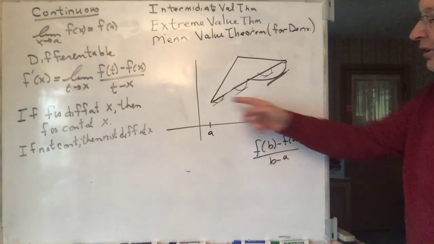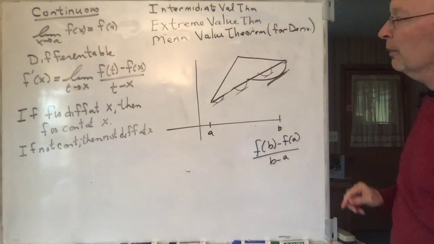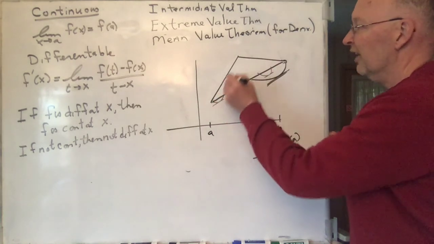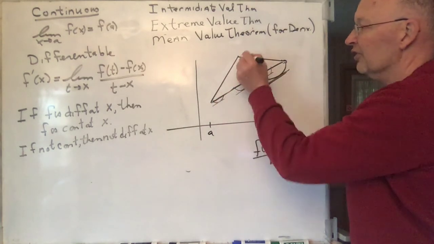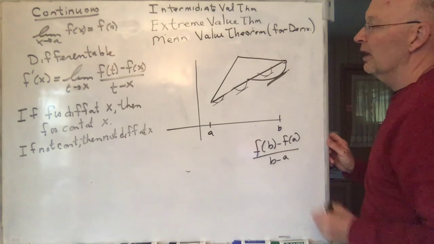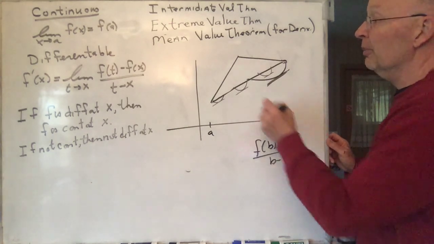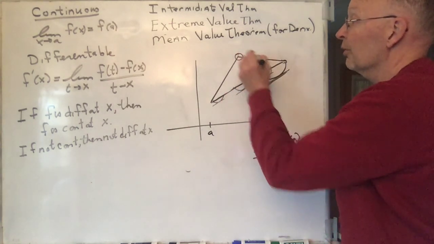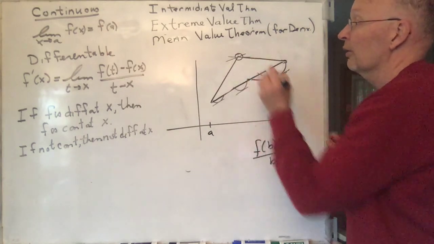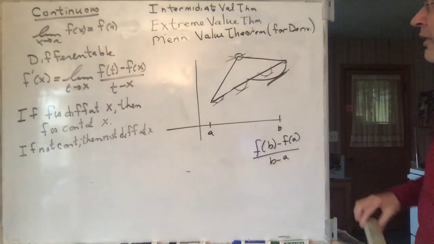See that? It's a nice continuous function, no problem with that, but there's no place on this whole interval where this function takes on this average value. And there's no guarantee that it should, because this function is not differentiable right there. There's no derivative right there. So that's called the mean value theorem.